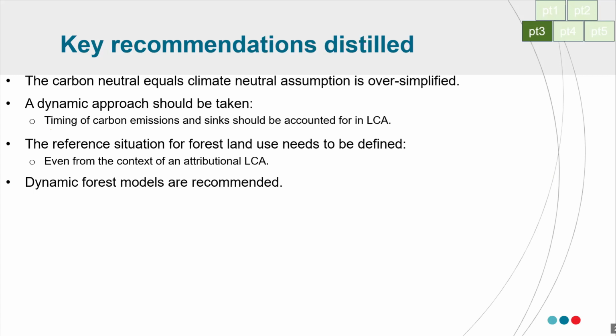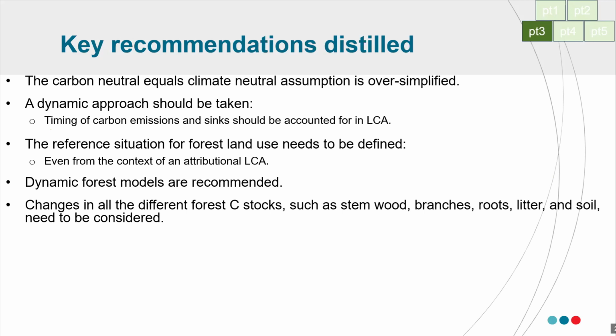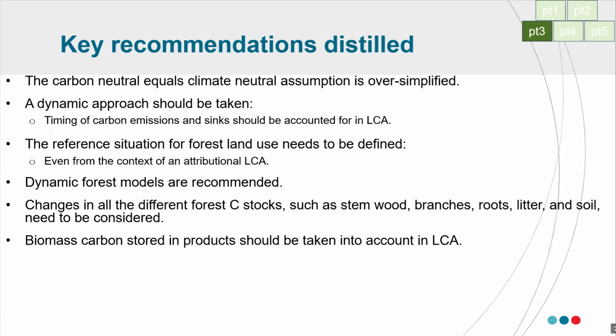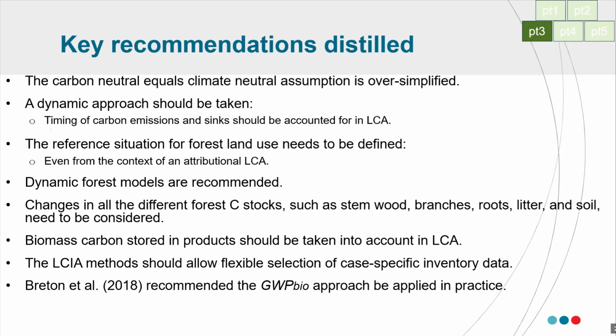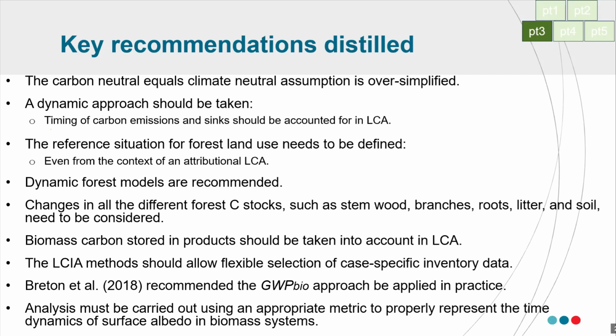Dynamic forest models are recommended to model such dynamics. And also, the changes in all the different forest carbon stocks, such as stem wood, branches, and all the other pools, really need to be considered in these dynamics. And also, biomass carbon stored in products should be taken into account as well, looking at those dynamics. Having the flexibility to bring it into your life cycle impact assessment. And there, even one study recommended the GWP bio approach should be applied in practice.